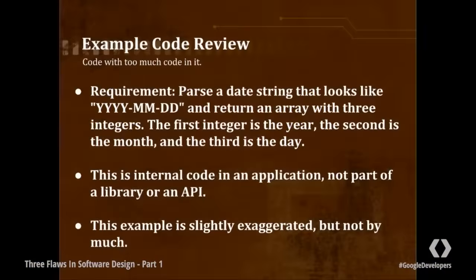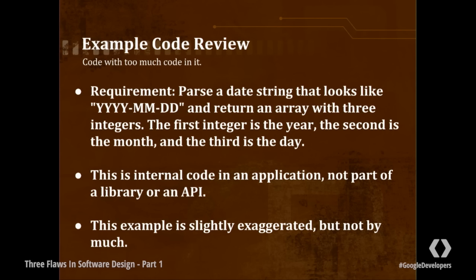So to demonstrate this principle, what we're going to do is an example code review. And this code review is a little bit exaggerated. The code is worse than code that you might actually see, and we're going to do a few more steps than you might do in a real code review, but we're going to do it to demonstrate the principle.